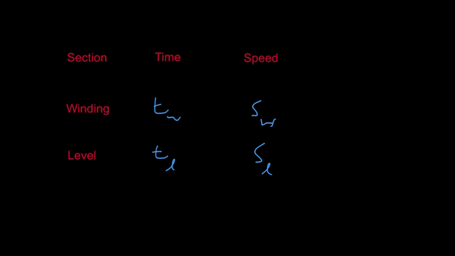So let's say we're told that a car travels for t sub L hours on a level road at a speed s sub L. The car also travels for t sub W hours on a winding road at a speed s sub W. If the speed on the level road is s sub m miles per hour faster than the speed on the winding road, and the trip is x miles total, what is the speed on the level road?